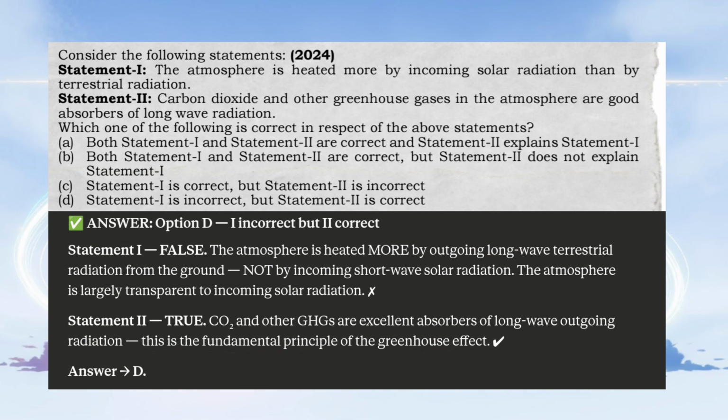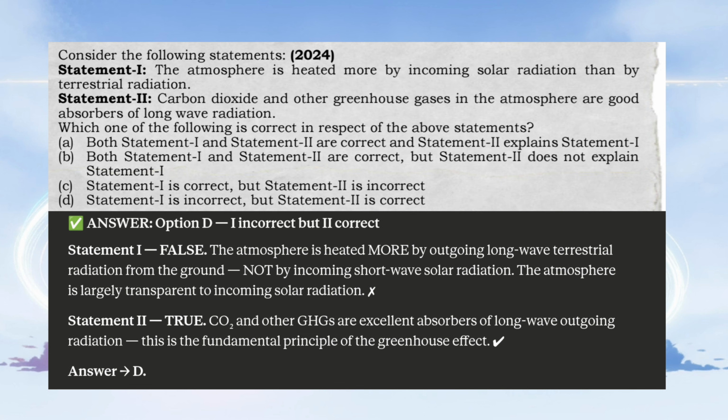Answer, Option D, 1 incorrect but 2 correct. Statement 1 false. The atmosphere is heated more by outgoing long-wave terrestrial radiation from the ground, not by incoming short-wave solar radiation. The atmosphere is largely transparent to incoming solar radiation. Statement 2 true. CO2 and other GHGs are excellent absorbers of long-wave outgoing radiation. This is the fundamental principle of the greenhouse effect.